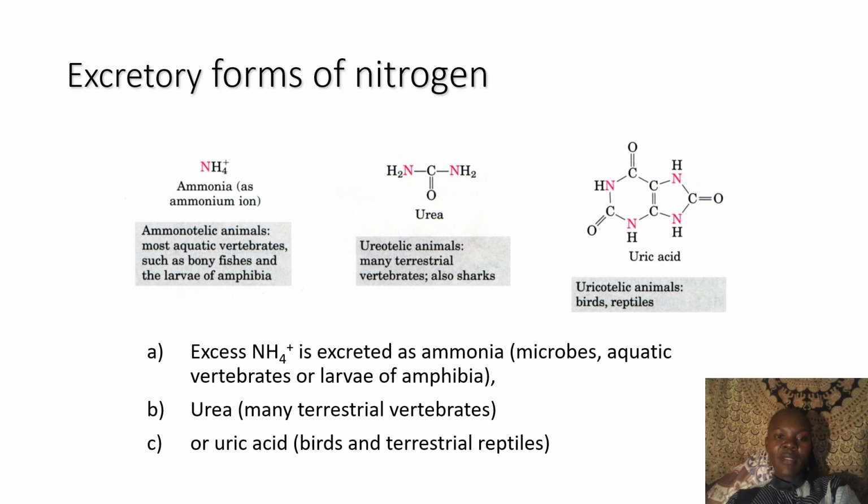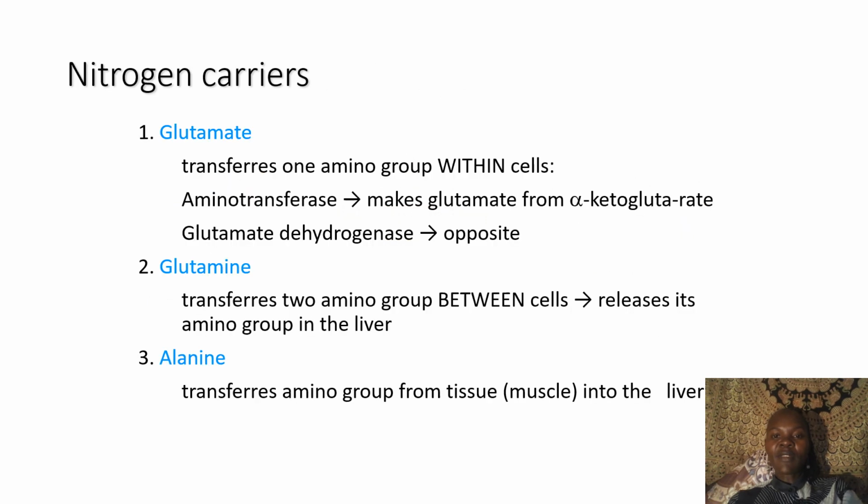So the amphibians and the fishes, aquatic vertebrates, will always release nitrogen in the form of ammonia. Then the terrestrial ones, the ones on land, and even sharks will release it in the form of urea. Then the birds and reptiles will release the nitrogen as uric acid. So those are the different classes of how nitrogen is released as per different organisms.